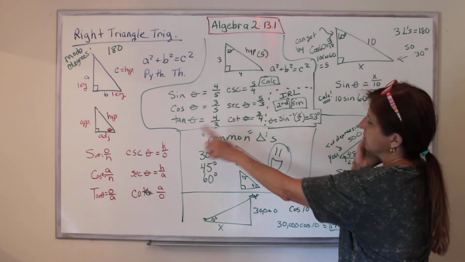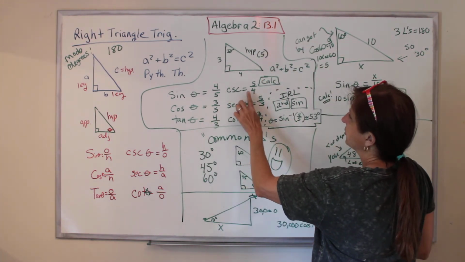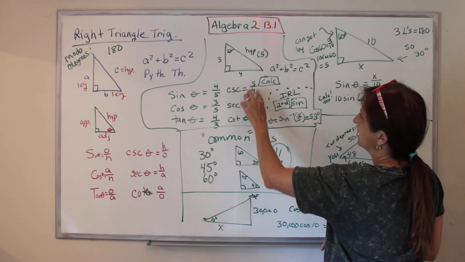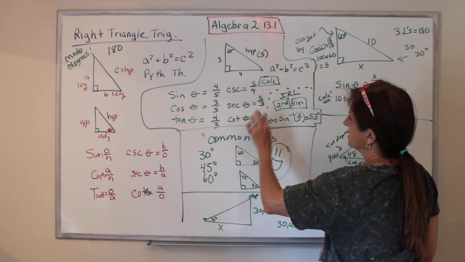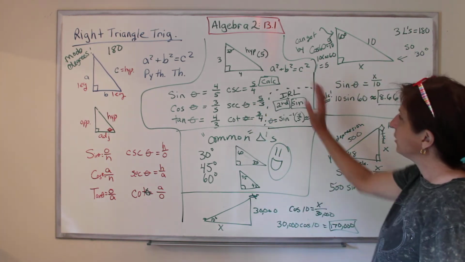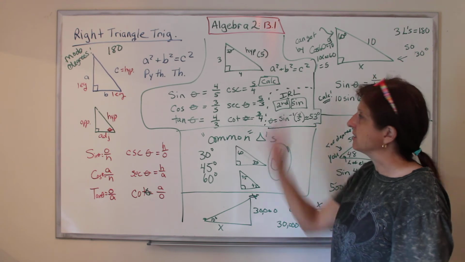Then they wanted us to do the inverses, so you just flip them. Cosecant is 5/4, secant is 5/3, cotangent is 3/4. Now, in real life, we don't do this. This is baby.